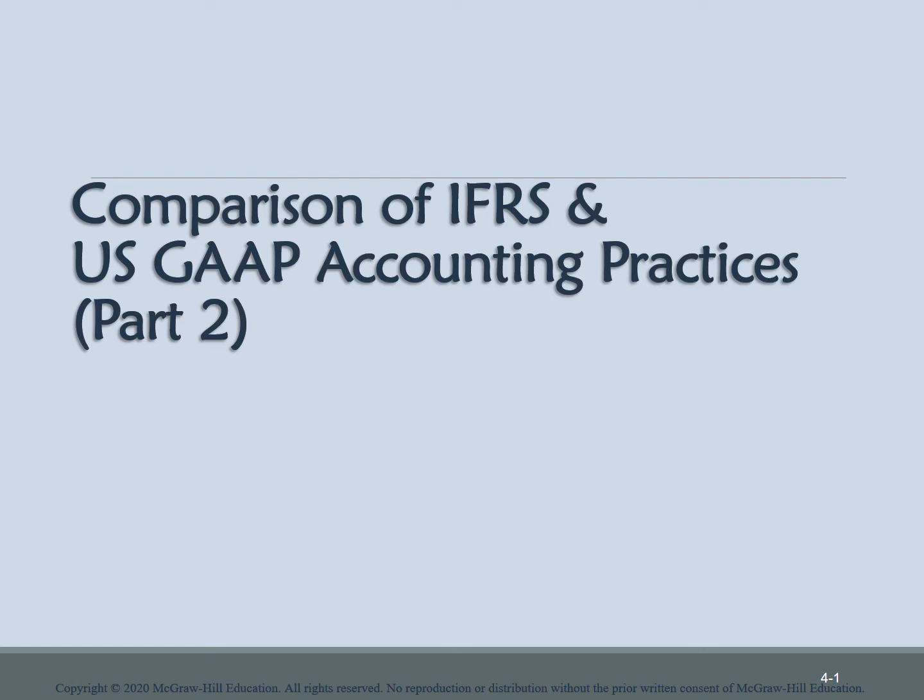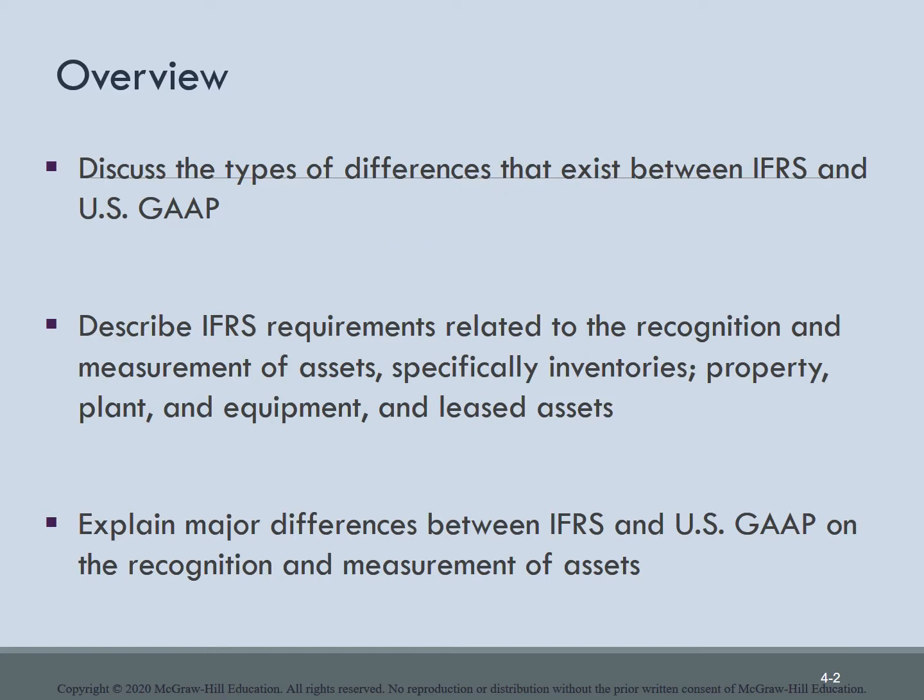This is the second PowerPoint that relates to Chapter 4 in Dubnik. So we're going to go back and talk about a few topics that I covered in Chapter 1, in the first PowerPoint, in a little bit more detail. We talked some about the differences that exist between IFRS and US GAAP, but we're going to go into the types of differences a little bit more in this PowerPoint presentation.